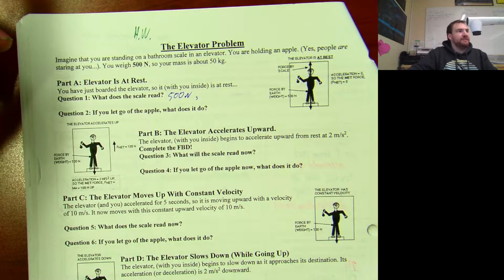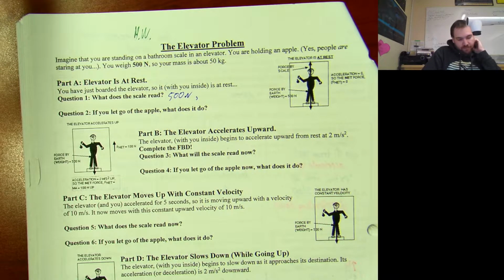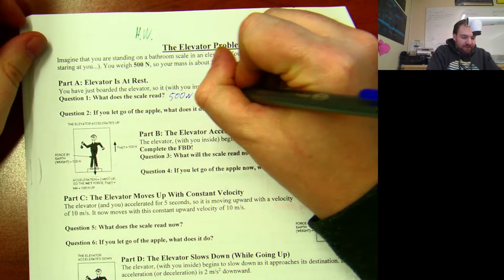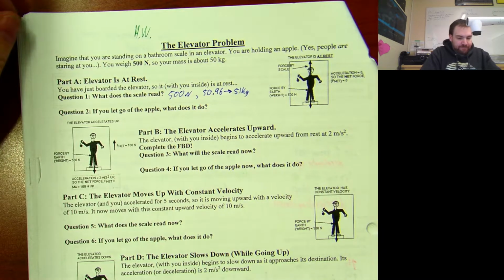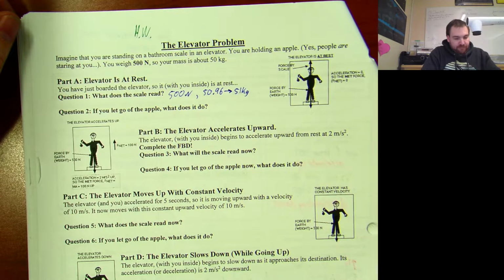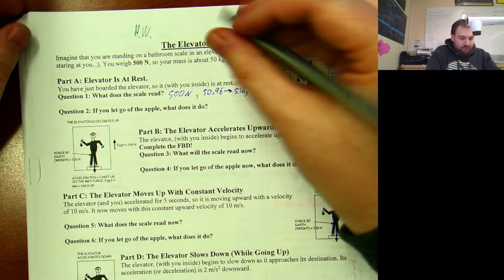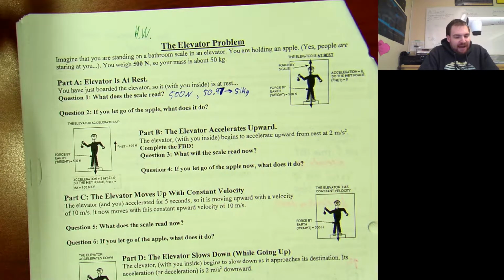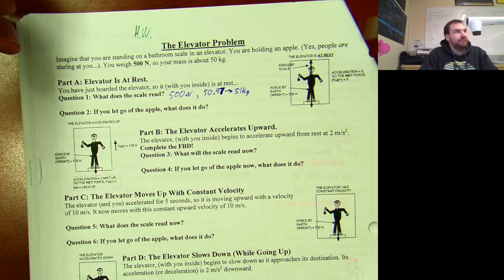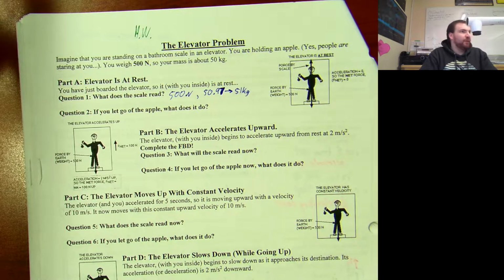Do we remember what the value is? It's 50.96, which rounds to 51 kilograms. I'm still rounding that to 51. If at rest you let go of the apple, what's it going to do? It's going to fall to the ground normally.